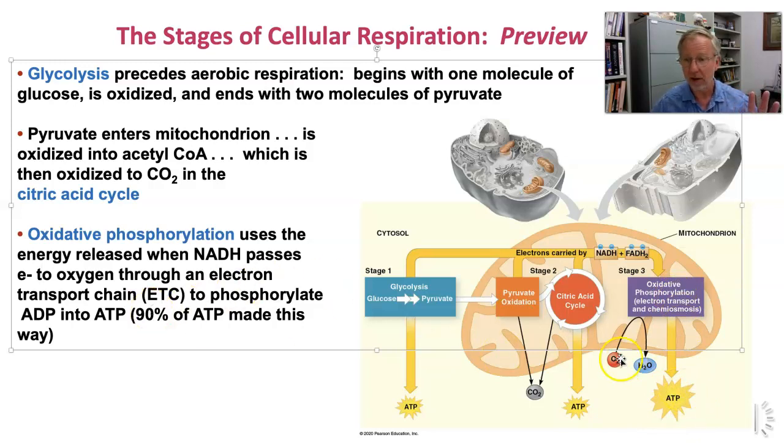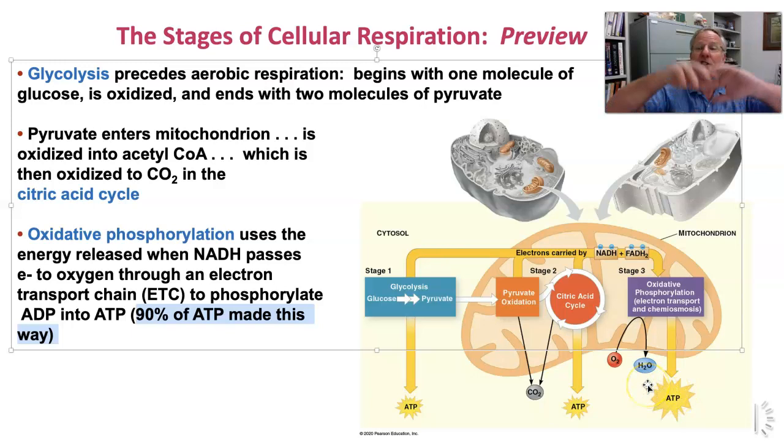So you can see what I wrote here, about 90% of the energy that we end up using to make ATP is released and used down at this oxidative phosphorylation step. So that's where the vast majority of ATP is made, is in the very last steps of this process.